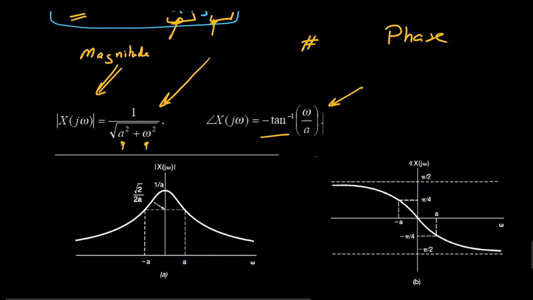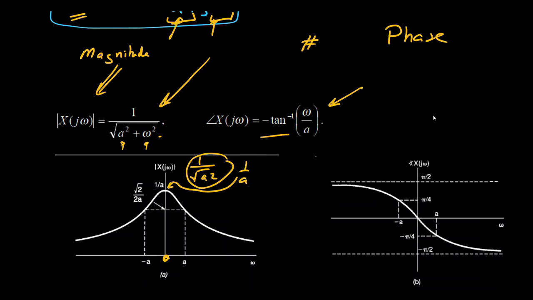When omega is equal to 0, that is this point, at this point we simply have 1 over the square root of a square, or simply 1 over a, which is expressed over here. As we increase the angular frequency, the denominator would become stronger, so hence we have the decay as observed over here. And we also have a symmetry on the left side. On the other hand, we have the phase plot.